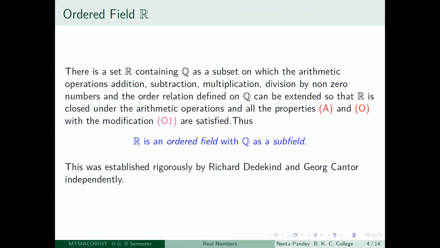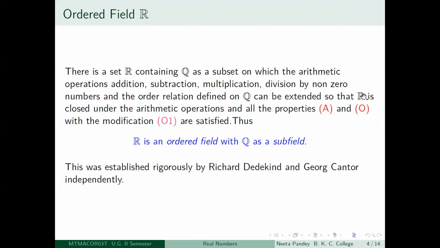So what I'm trying to say is that in fact there is a set R which contains Q and numbers which are not rational, on which the arithmetic operations and the order relation of Q are all extended. So you can extend the addition, subtraction, multiplication and division by non-zero numbers. Please note that on the set R, the order relation defined on Q can also be extended.